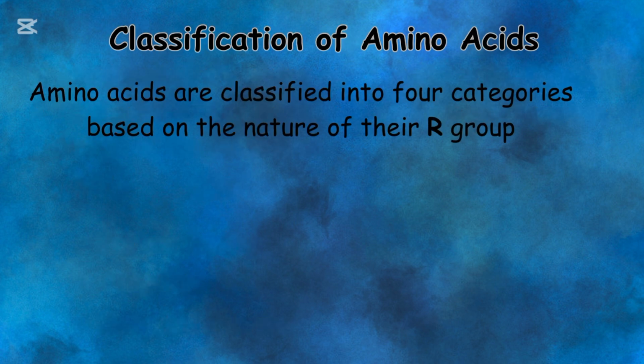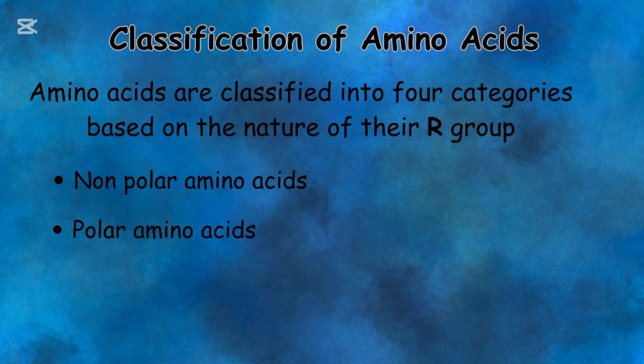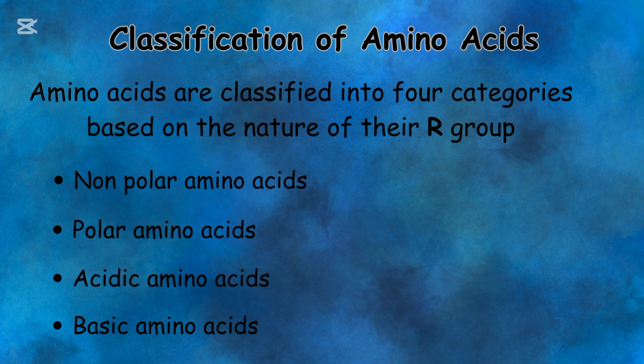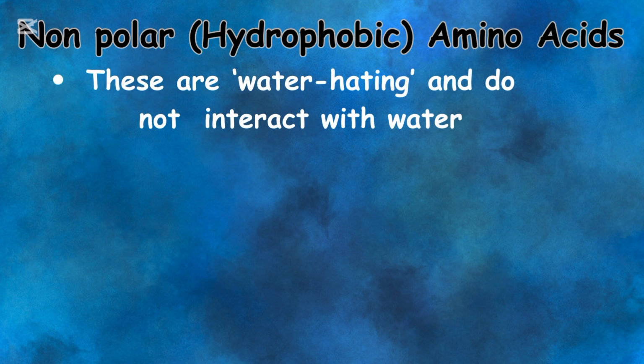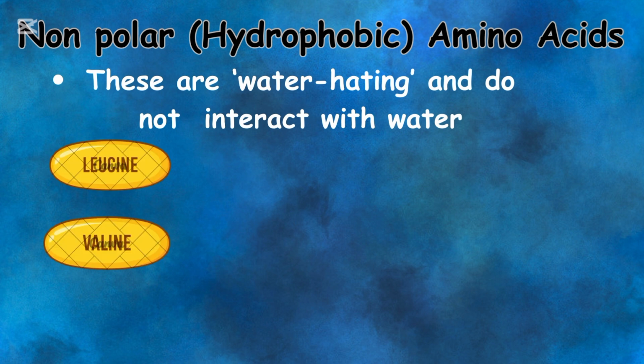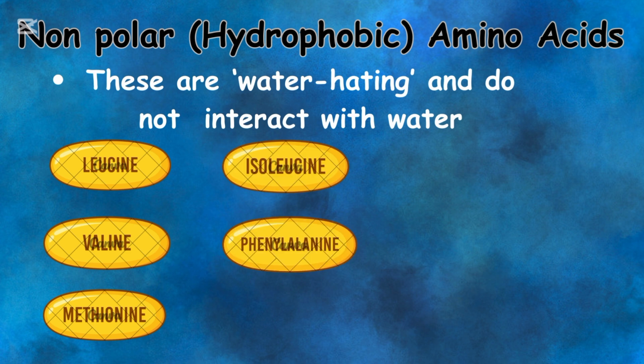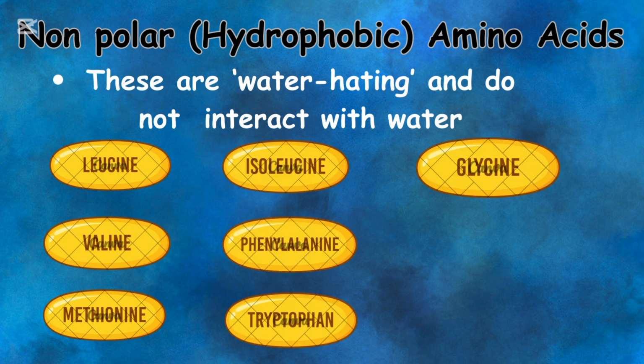Based on the nature of the R groups of amino acids, they are classified into 4 groups. These are the non-polar amino acids, the polar amino acids, the acidic amino acids, and the basic amino acids. Non-polar amino acids are water-hating. They do not interact with water. However, they stabilize protein structure through hydrophobic interactions. Examples of non-polar amino acids include leucine, valine, methionine, isoleucine, phenylalanine, tryptophan, glycine, proline, and alanine.